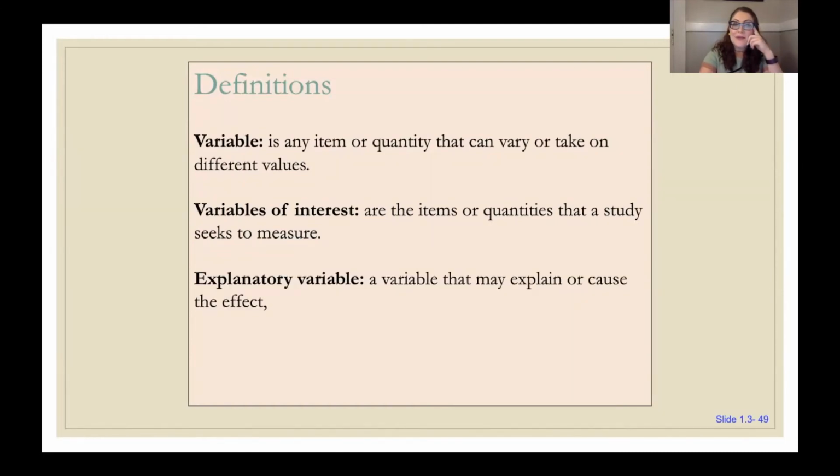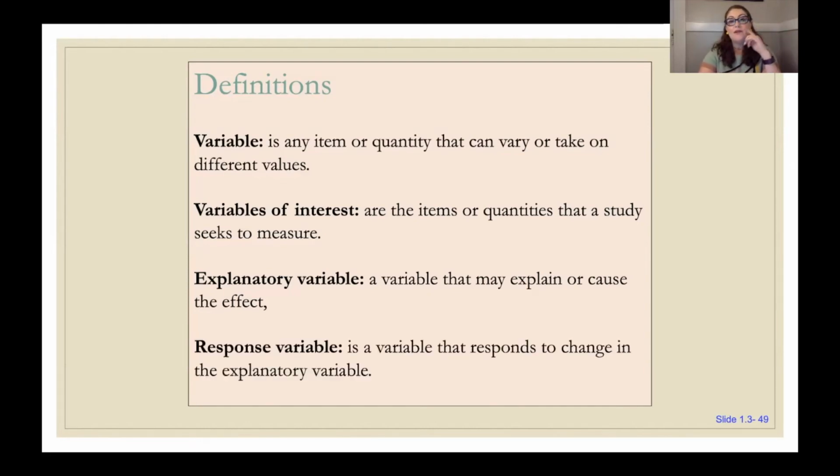An explanatory variable is any variable that may cause an effect. So for example, more studying could improve your grades. A new heart medication could lower your blood pressure, or the placebo could do nothing, right? That's an explanatory variable. A response variable is a variable that responds to change in the explanatory variable. So for example, if you study more, that's our explanatory variable, the response is your grade might go up. If you take a heart medication, your blood pressure might go down. That's the response variable. So those are two things to keep in mind.